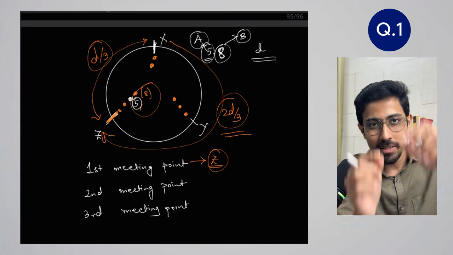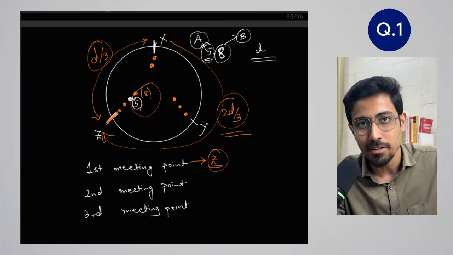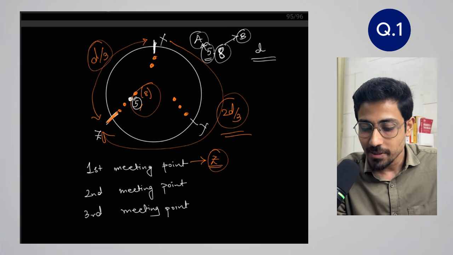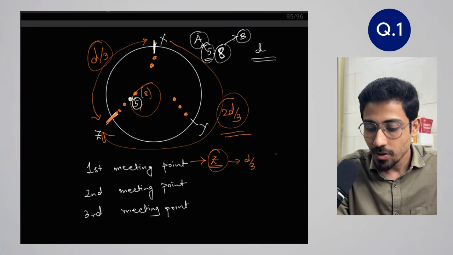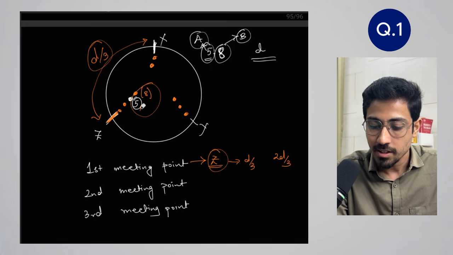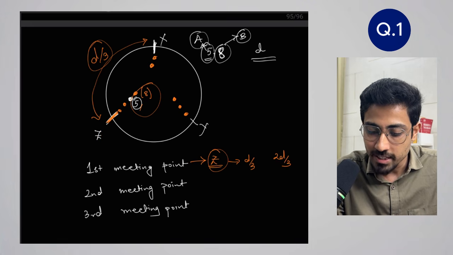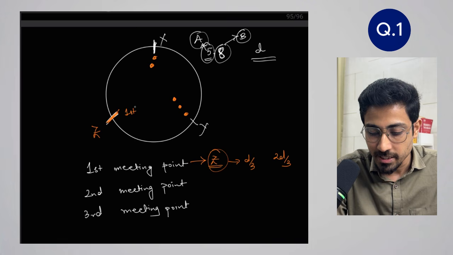So basically, a starting point I can measure in either direction, and in both directions the distance will be different. So how far are they from point Z? Let's say d by 3, or 2d by 3 in the clockwise direction. Okay. Let's move to the second meeting point. Now they are at point Z. The first meeting is over.